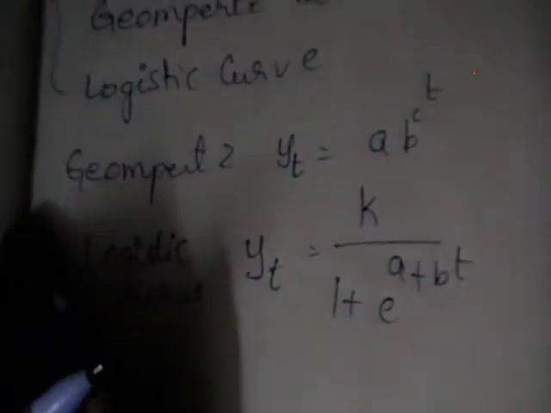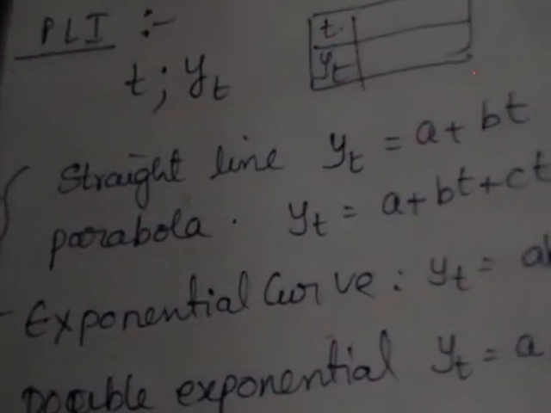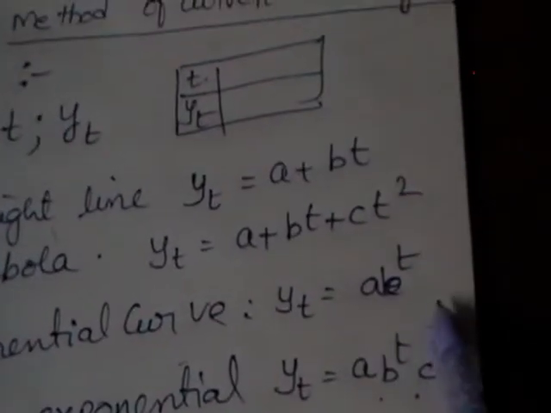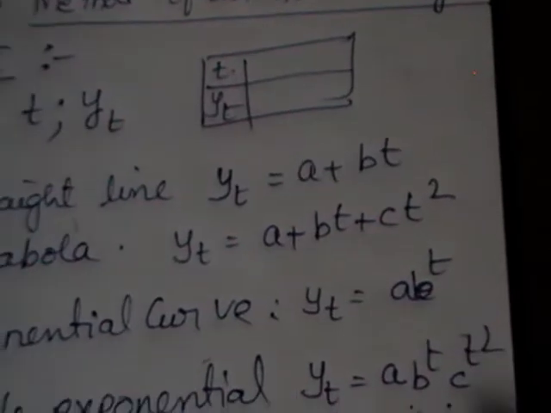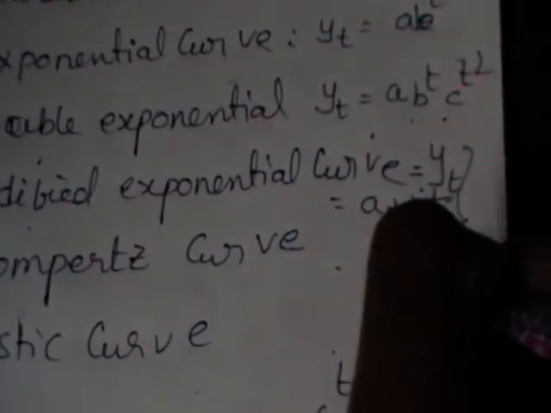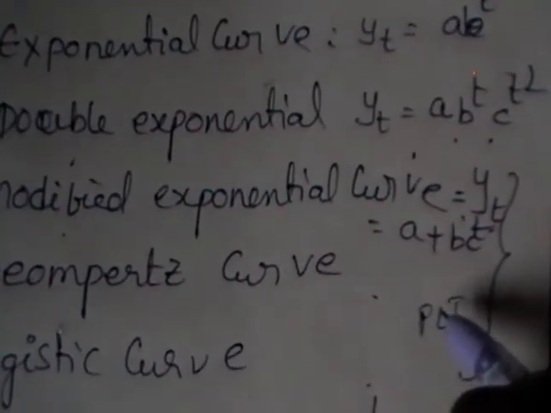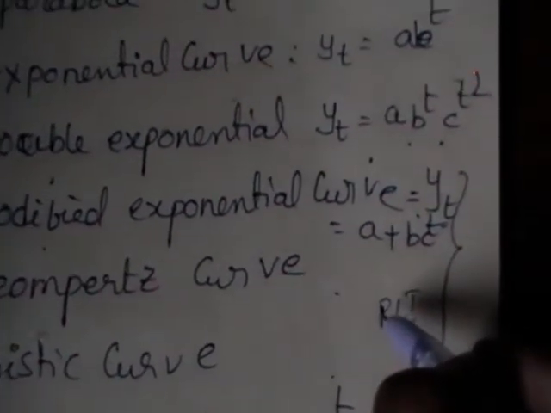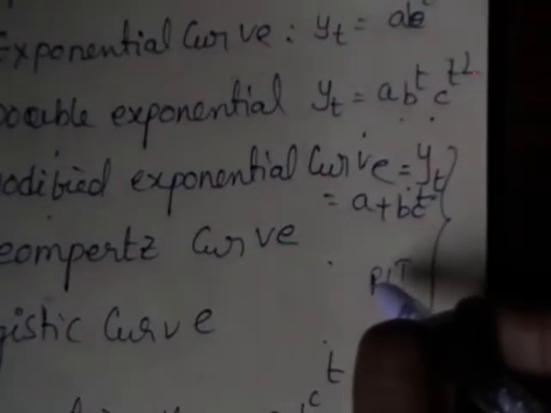So you know how to fit the first three curves, straight line, parabola and exponential curve, likewise writing the normal equations and all. Double exponential also similar to exponential curve only. These three are known to you, which we have already discussed in previous semesters. For fitting modified exponential, Gompertz and logistic curves, we are not going to use the principle of least squares, and we are going to use two different methods called method of three selected points and method of partial sums.